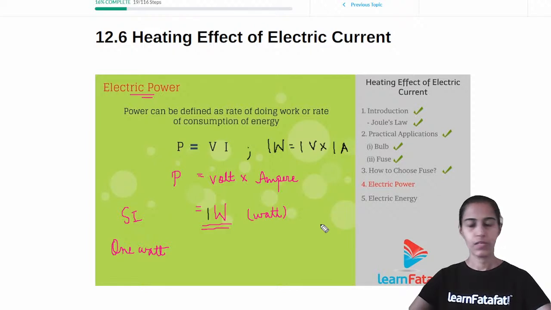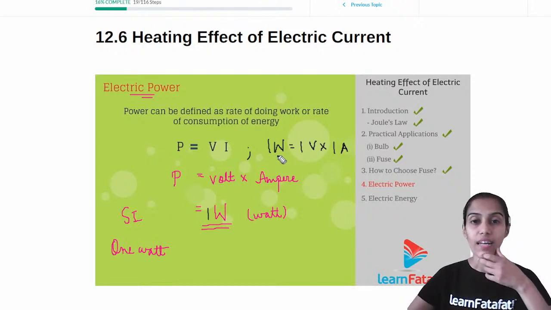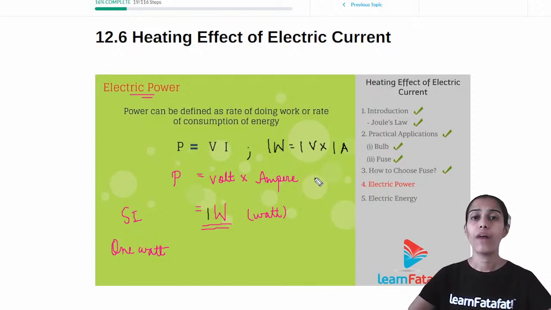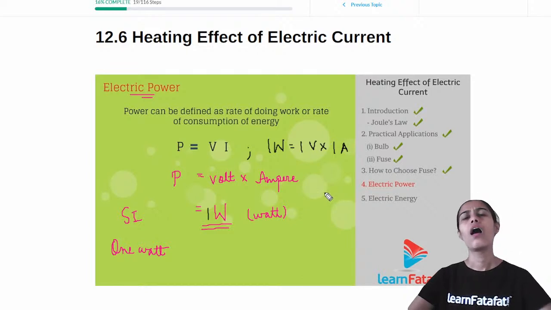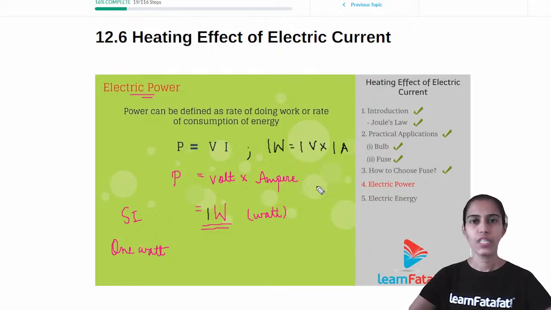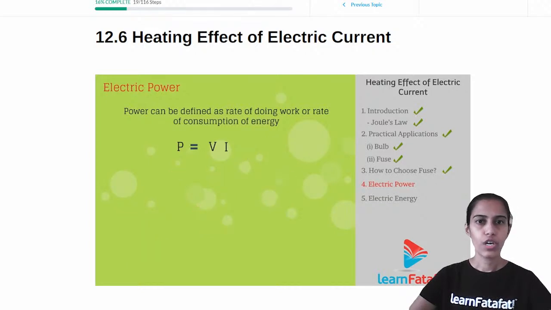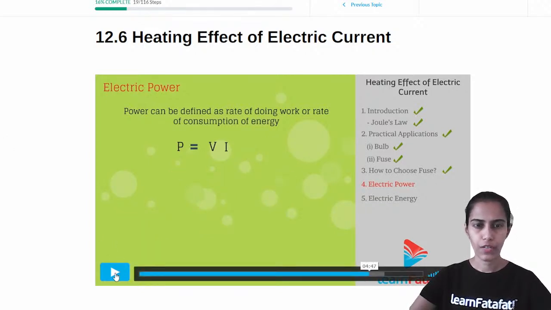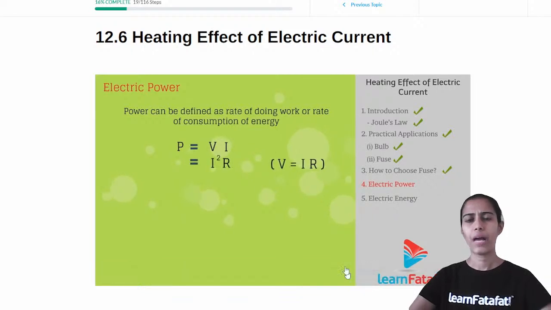Watt, not this watt, okay. So what will the definition of 1 watt be? The definition will be: 1 watt is the power consumed by the appliance when the PD across it is 1 volt and the current consumed by it is 1 ampere. That will be the definition. So this is the definition of 1 watt. Let me show you here.